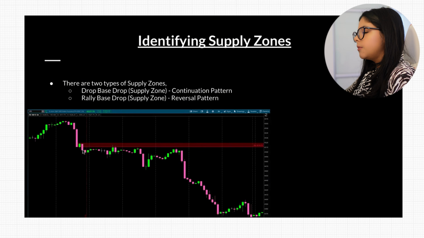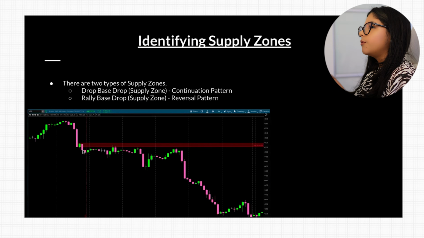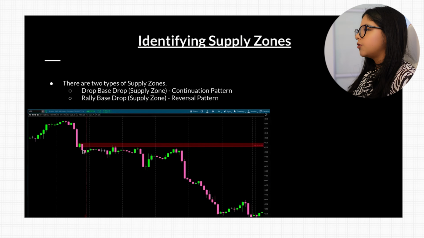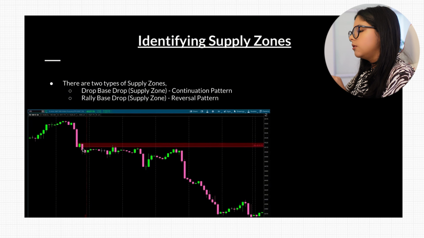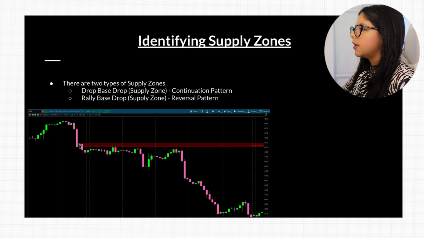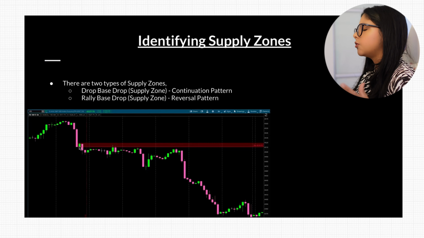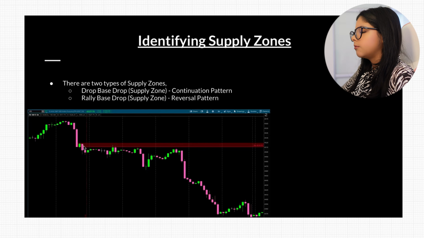My rule of thumb is you want the body of the drop candle after the basing candle to be double the size of the body of the basing candle. The body of the drop candle should be double the size of the body of the base candle. And that's how you'll know if it's aggressive enough to be a drop, base, drop. It's a green basing candle, 2 red candles next to it.